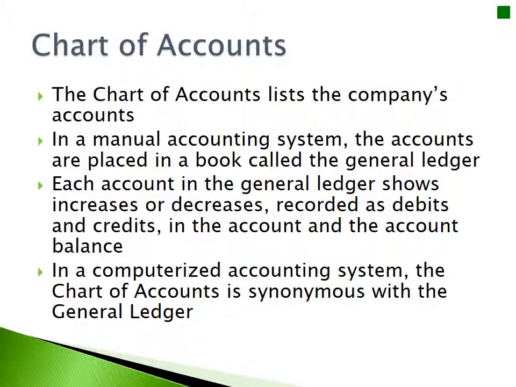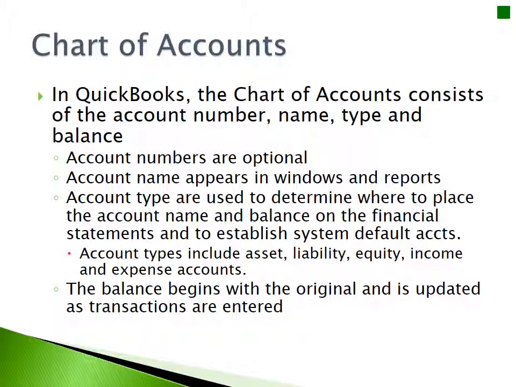The chart of accounts list has become synonymous with the General Ledger in computerized accounting systems, although it indicates only the balance and not all detailed activity. In QuickBooks, the chart of accounts list consists of the account number, name, type, and balance. The account numbers are optional but are used in this text. The account name appears in Windows and Reports. The balance is determined by the original amount that is entered and then updated as activities are entered.